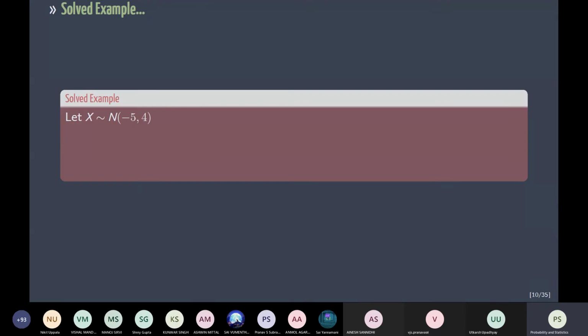This is the solved example for the normal. Let X be normal, where this is the mu, the average value that this random variable takes, and the spread or variance is given by this 4. Physically you can make sense, spread has to be something positive. Find the probability that X is less than 0.